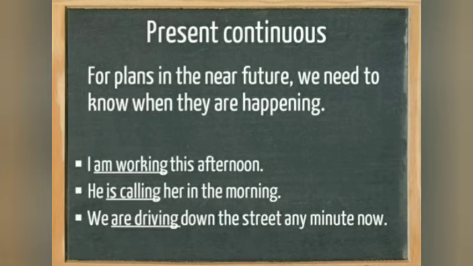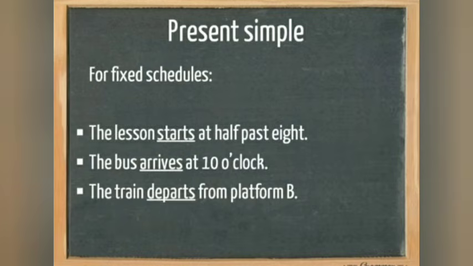In these examples, you can see that though the syntax or the pattern used here is of present continuous tense, the words that are referring to the future time are this afternoon, in the morning, any minute now. So, this is how present continuous is used for future time reference. Present simple tense. This tense is also used for future time reference. This tense is used especially when we are talking about fixed schedules.